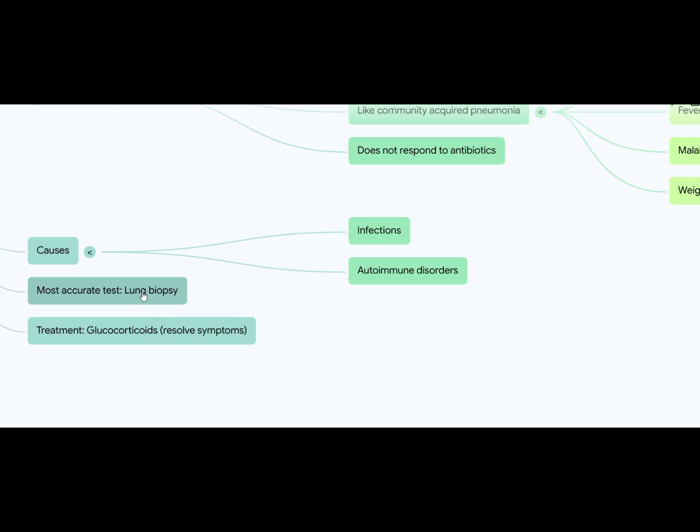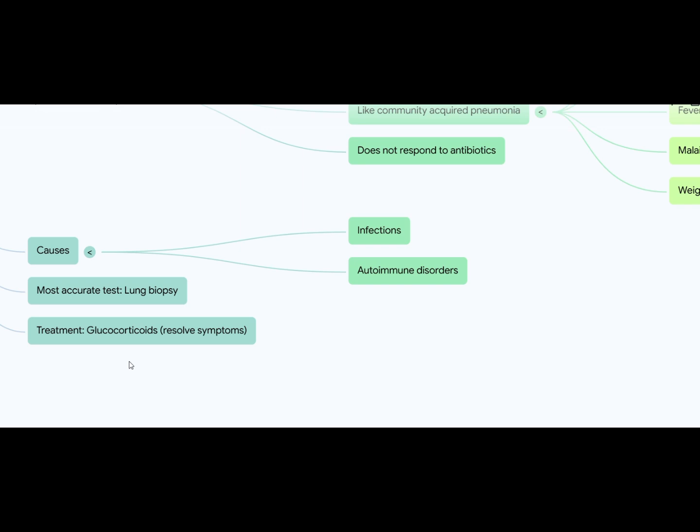Got it. And the treatment, you mentioned it was surprising. Yeah, well, surprising if you were stuck thinking infection. The treatment is glucocorticoids, steroids, basically. And they work really well, often resolving the symptoms quite effectively once you get the diagnosis right.